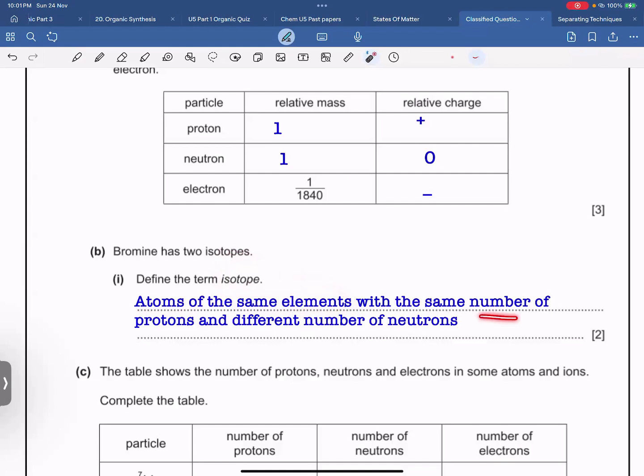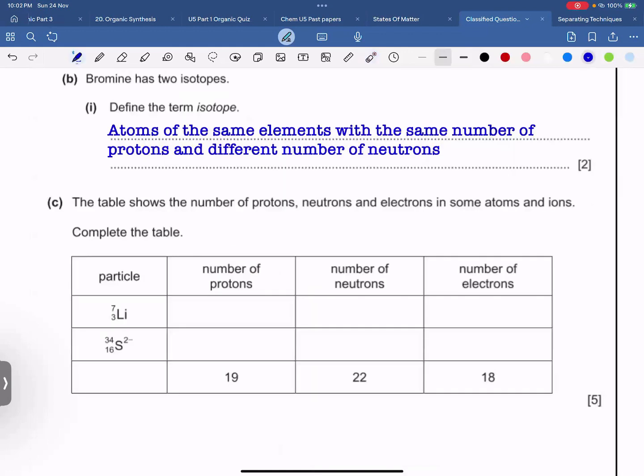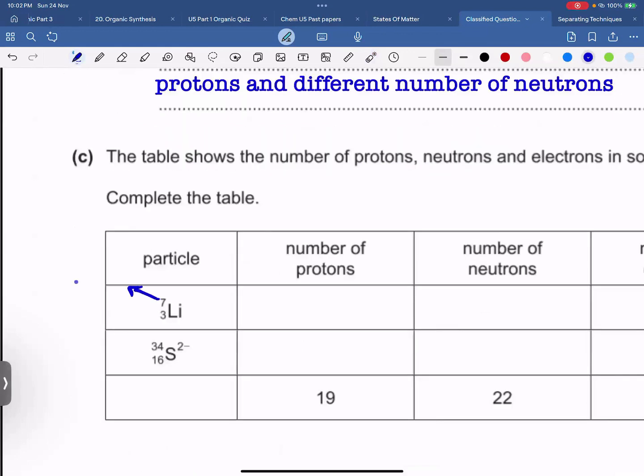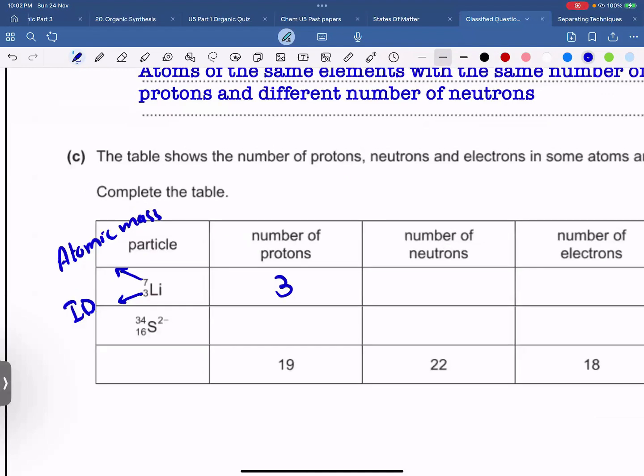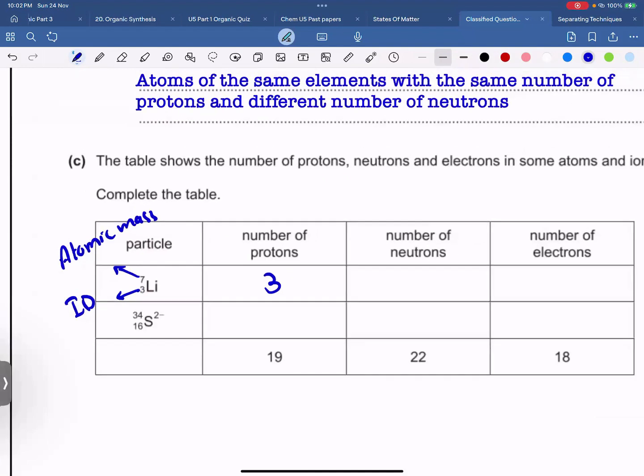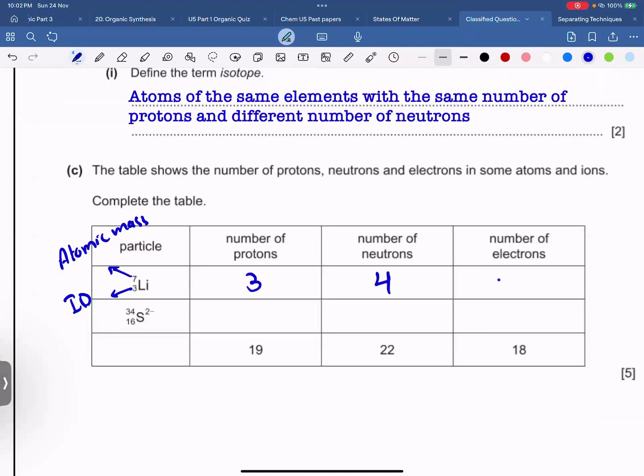The table shows the number of protons, neutrons, and electrons in some atoms and ions. Complete the table. So for the particle lithium, 7 is the mass number or atomic mass, and 3 is the ID for the element, which is the proton number or atomic number. So the number of protons is going to be 3. Number of neutrons, 7 minus 3 is going to be 4. Number of electrons: all atoms are electrically neutral, so the number of protons equals the number of electrons. So it's going to be 3.